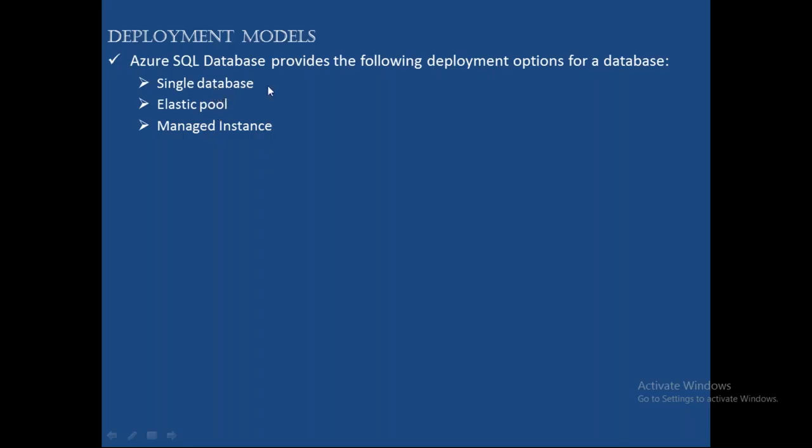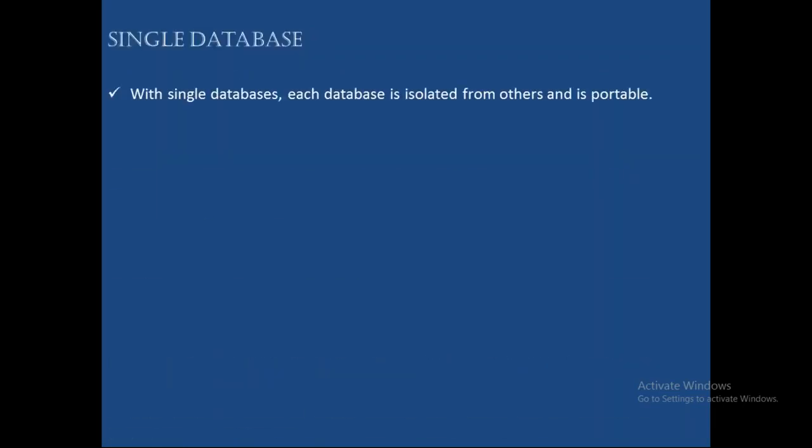Now we need to understand this clear difference. Single database means you have a single database. Elastic pool means multiple databases. Managed instance means a single database which will be managed by us. It will be in the cloud and Microsoft is going to manage most of the things, but if you want to maintain a very few things, you need to go for the managed instance. Okay, let's see one by one in detail. Now we'll go for the single database.